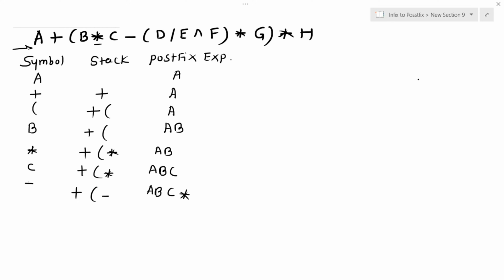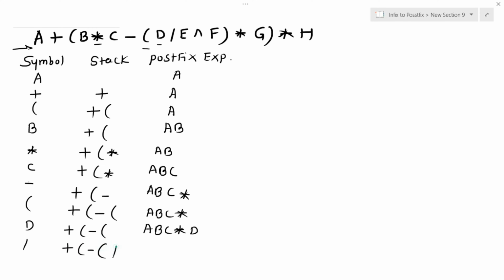Okay, now we have the next symbol, that is again a left parenthesis. So in our stack, plus, left parenthesis, minus, and again left parenthesis, and the postfix expression is ABC multiplication. The next symbol is D. D is an operand, so it directly goes into the postfix expression, and in the stack we have these symbols. The next one is a division. Division is an operator, so it directly goes into the stack, and here as it is.